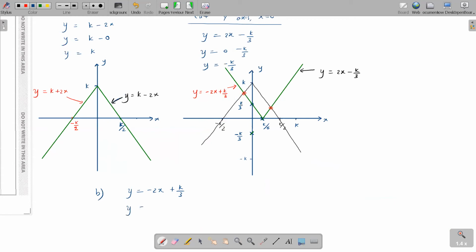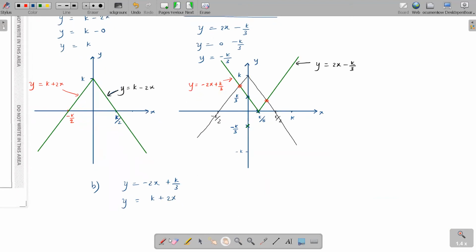Can you see? That's why it's important to know your lines. You must know each individual line so that when you go to find the cutting points, you know which lines intersect. Here this intersecting point is formed by the intersection of the lines y equals minus 2x plus k over 3 and y equals k plus 2x. This is the k plus 2x line, right, over here. You solve that, and you get the first cutting point.